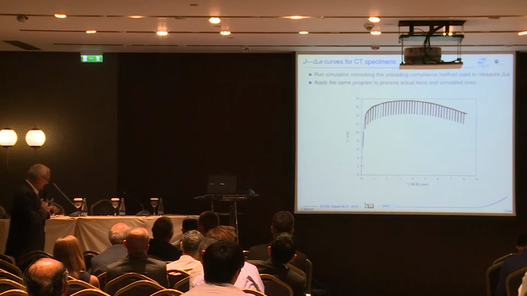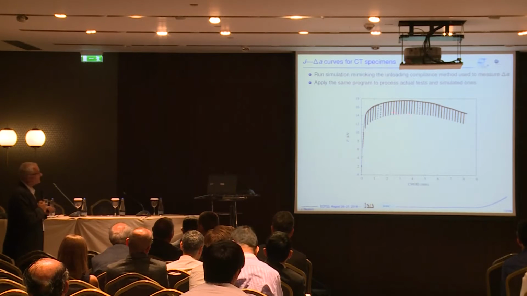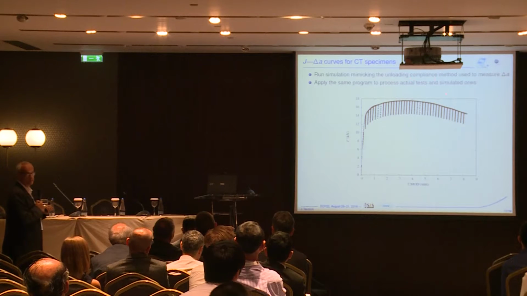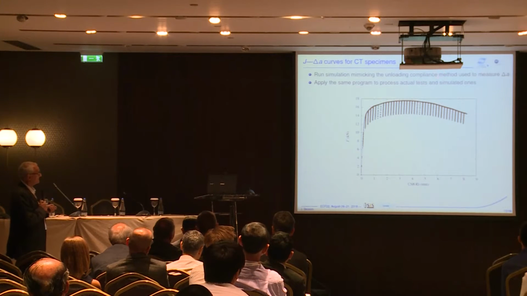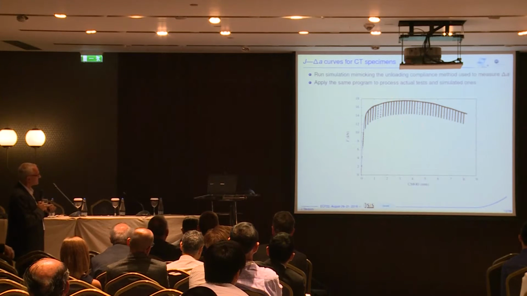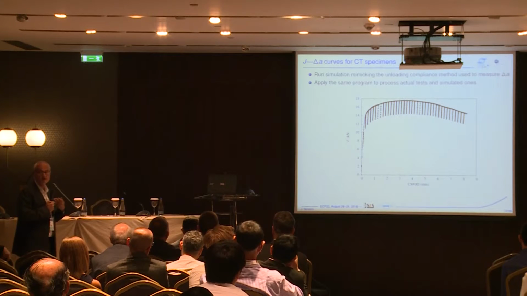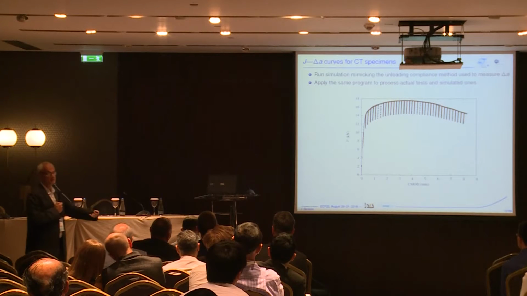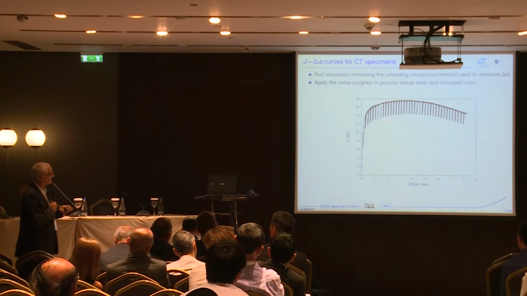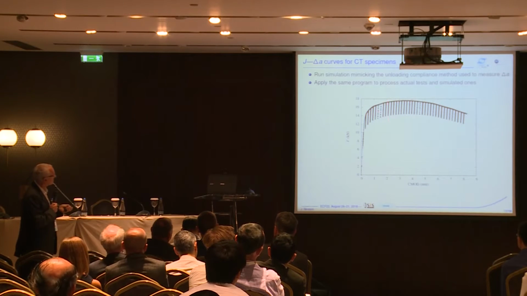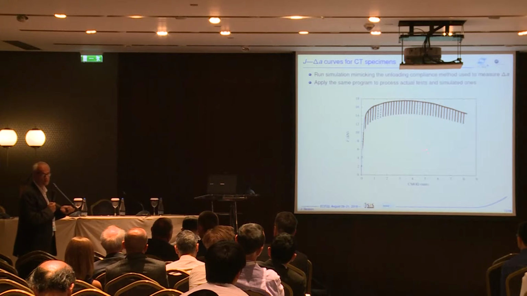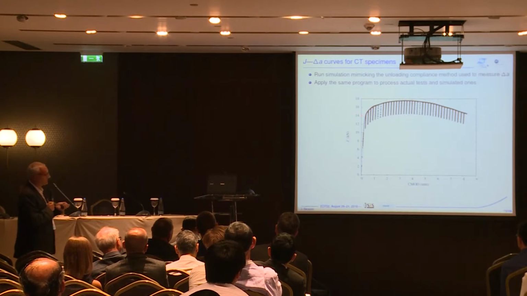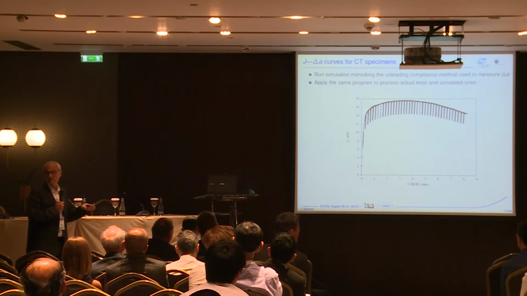Okay, so now the basic idea is we can run simulation by mimicking the unloading compliance method, just as in the experiment. And that's one way to measure delta A. For this curve, for instance, we have CMOD and force with partial unloading, but these partial unloadings are actually simulated, because when the crack propagates, elements are removed and the stiffness of the specimen goes down. You don't see much because there is a lot of deformation. You don't see the stiffness variation, but there is a stiffness variation in this simulation. So basically, we have a program which we use to process the experimental test.